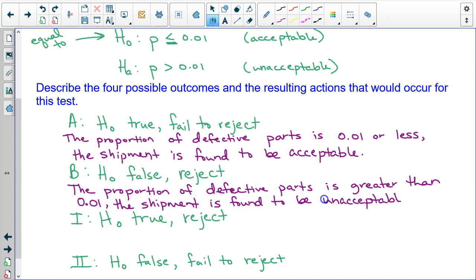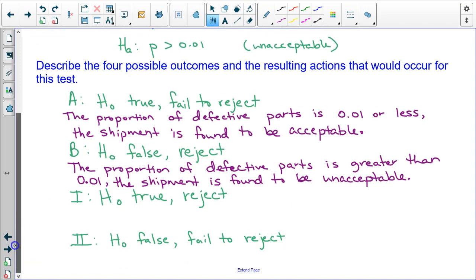Aren't those both good situations for us to be in? The proportion's less than 0.01, we found it to be acceptable. That's good, right? Or the proportion of defective parts is greater than 0.01, and we found the shipment to be unacceptable. That's also good. Now we're going to talk about the type 1 and type 2 error.